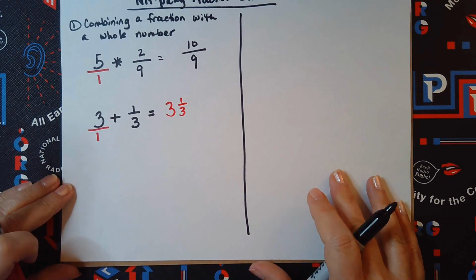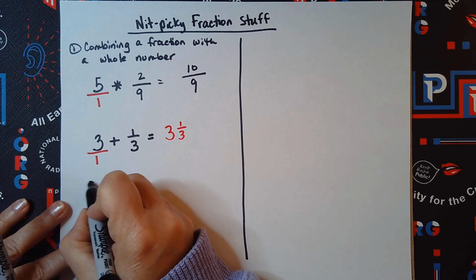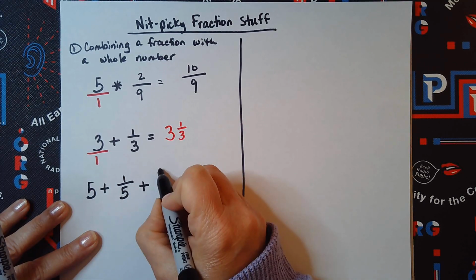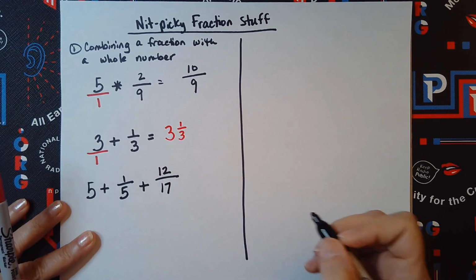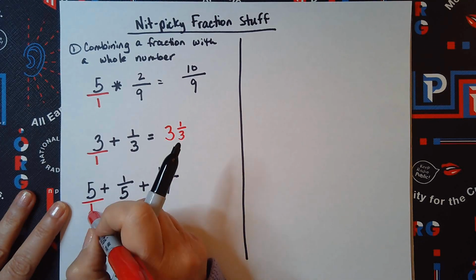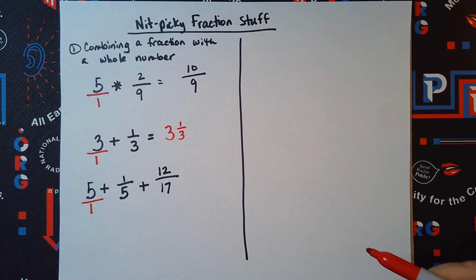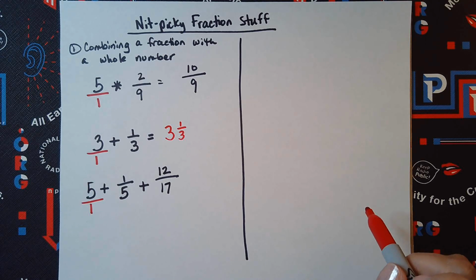I guess the place that you would be more likely to do this is if we had this kind of thing. 5 plus 1/5 plus 12 17ths, something like this. Then you might be like, oh, what do I do? Let's just turn everything into a fraction. So you can do that whenever you want. Whenever you come across a whole number, if you would rather it be in fractional form, just turn it into fractional form by putting it over a 1.